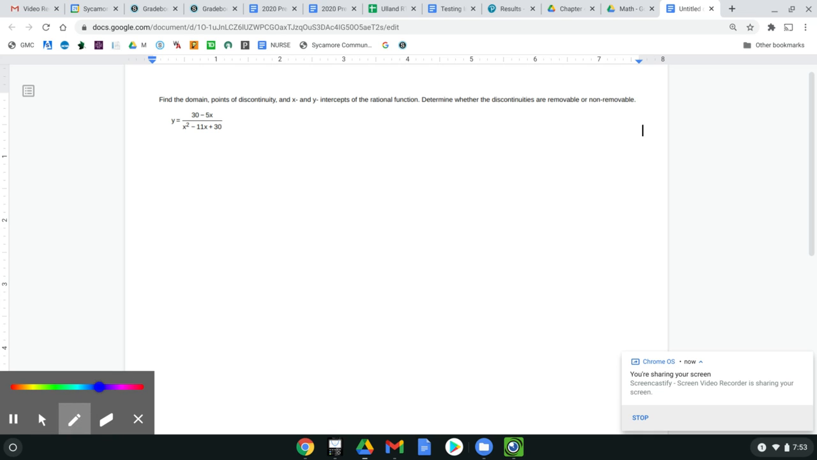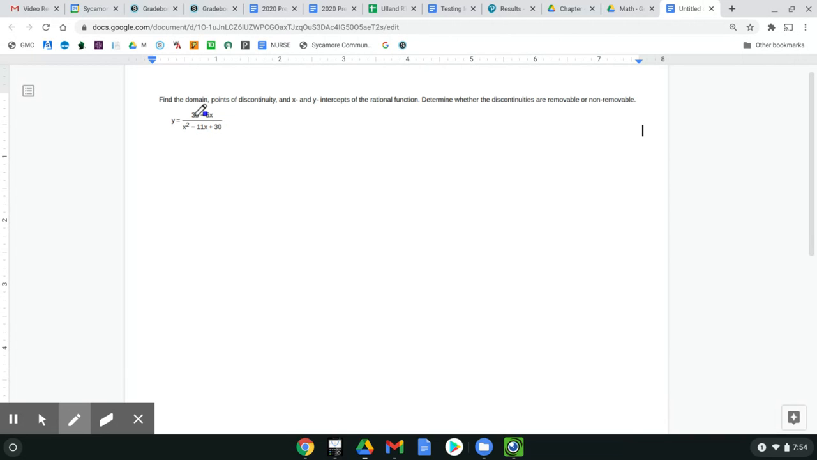All right, so there's a lot going on in this question, okay? Find the domain, so your inputs, your range. Oh, good, that doesn't need the range. The points of discontinuity and the intercepts. And then determine if the discontinuities are removable or non-removable. Let me do it by hand first, and then we'll see what we could have found out by a calculator.